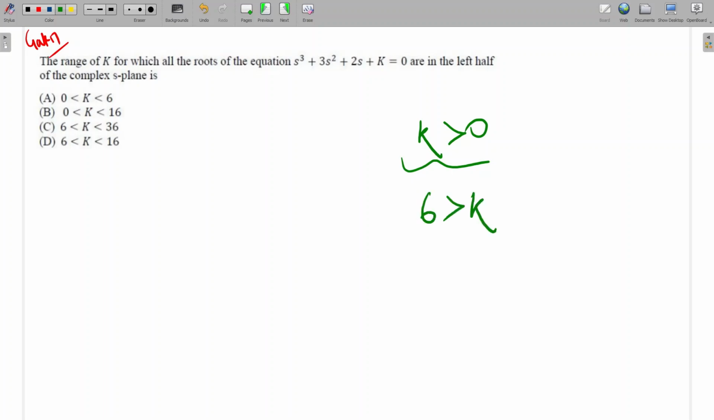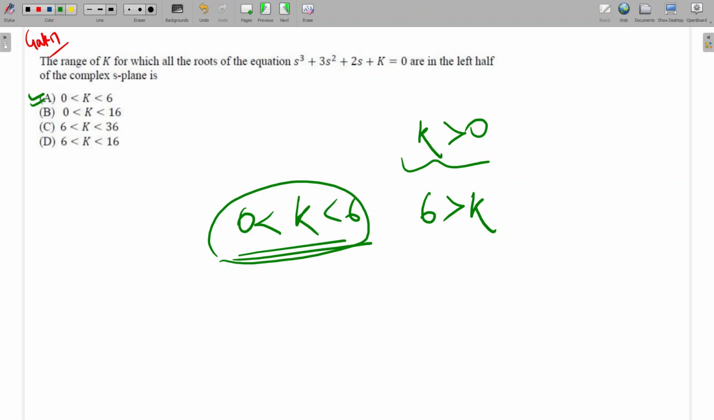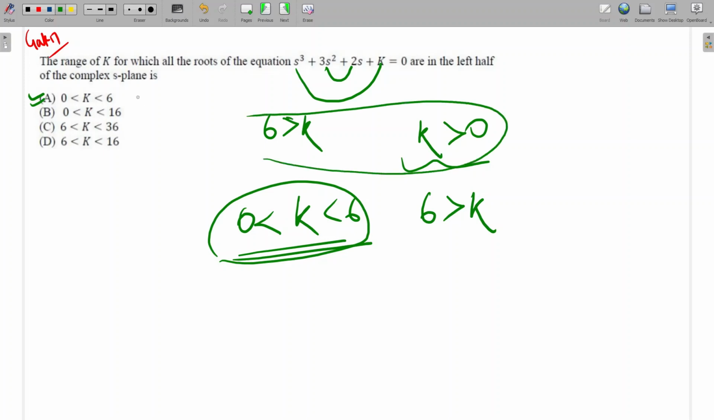6 should be greater than k. So k should be less than 6 and greater than 0. This will be the correct answer. Easy one, I have already told this. The stability criterion means the internal product should be greater than the external product. So 6 should be greater than k, and all coefficients should be greater than 0. So k should be greater than 0. These two criteria give the correct answer.